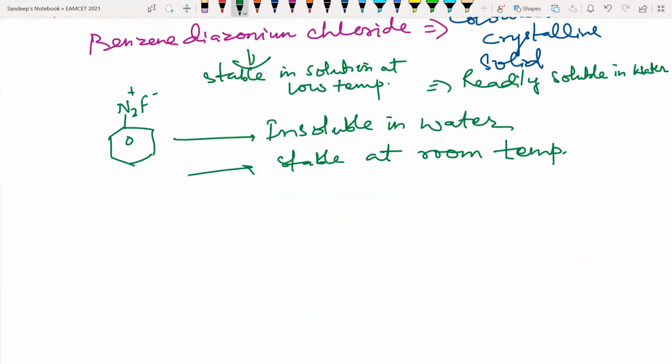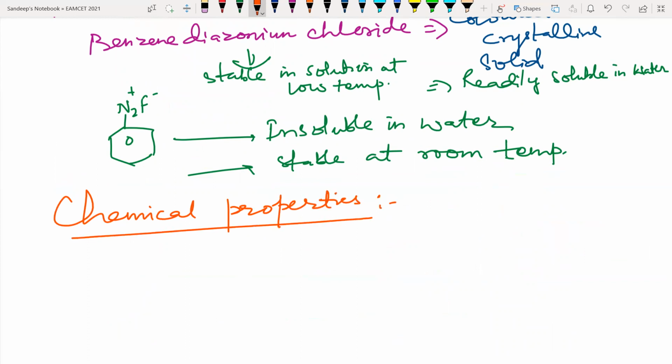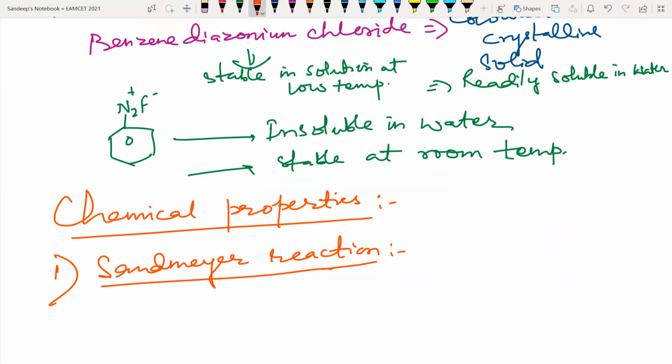Now we will see chemical properties of diazonium salts. So first we will start with Sandmeyer reaction. Very important reaction for your exam, entrance exams like IIT, NEET, MHT-CET, BITSAT, as well as for board exam.